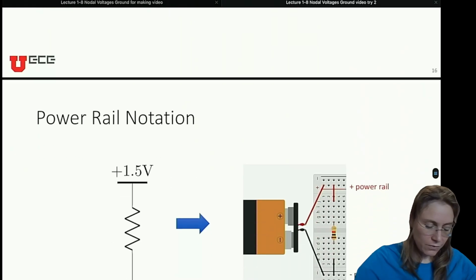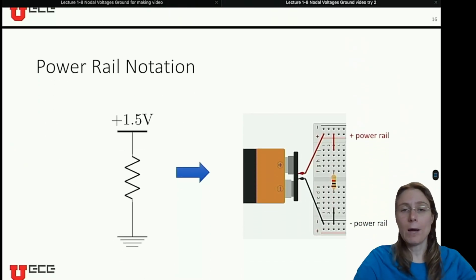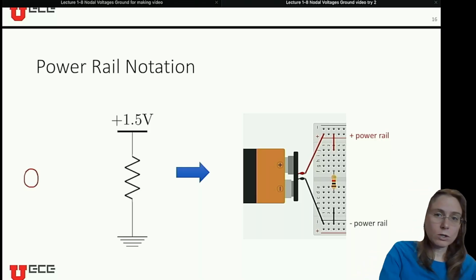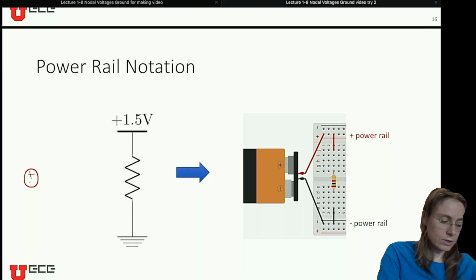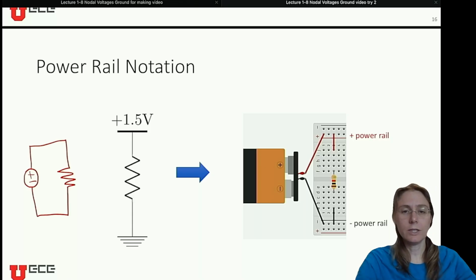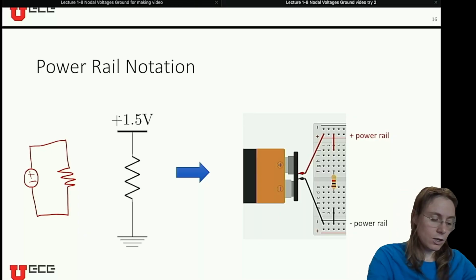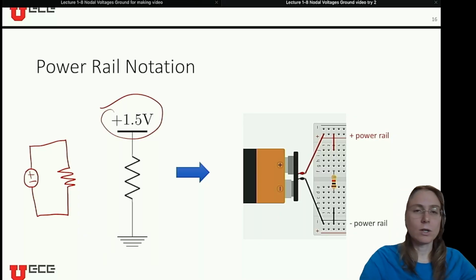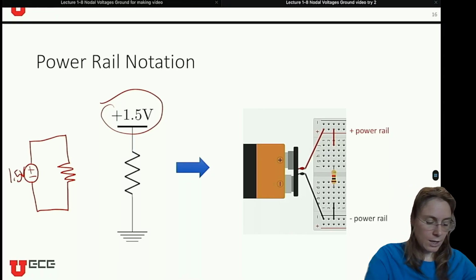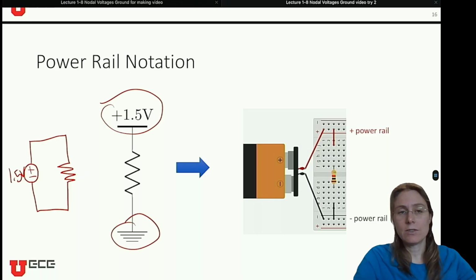Okay. The final thing I want to talk about is what I call power rail notation. Previously, we've always drawn our circuits as a loop with a voltage source. You'll see now that some people will start leaving off the voltage source, and instead, for the positive side of the battery, they'll draw it like this. And then they'll put a ground symbol at the negative side of the battery.